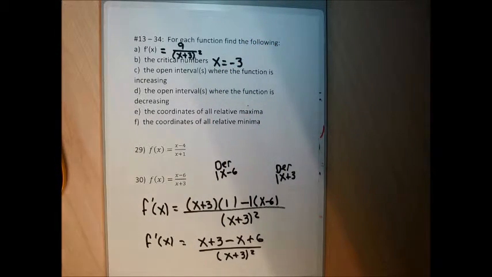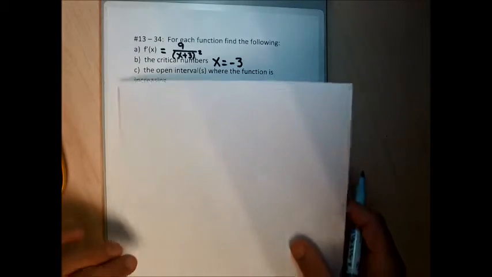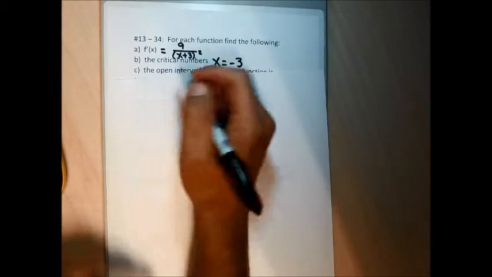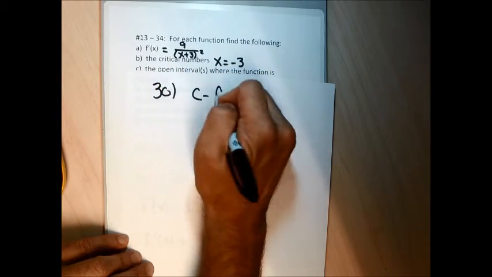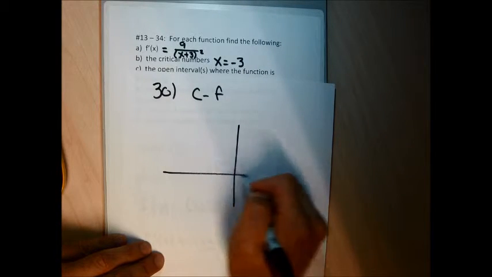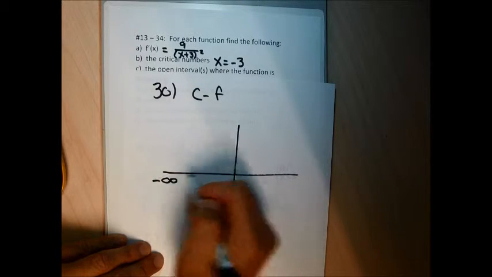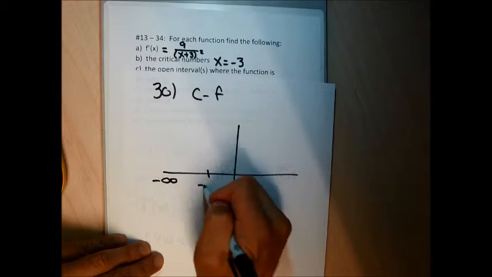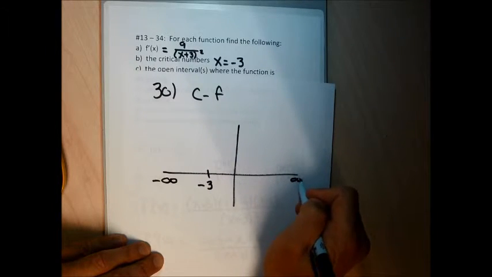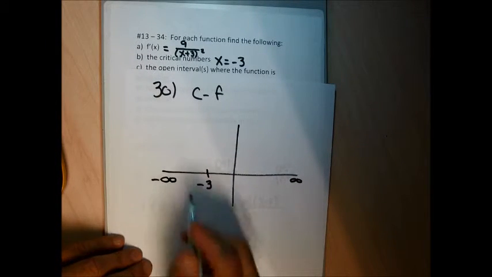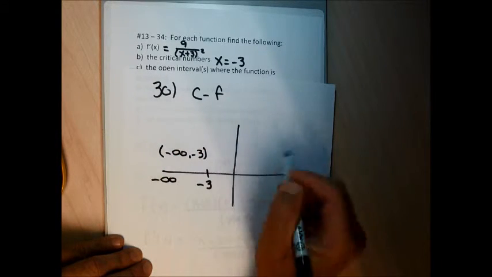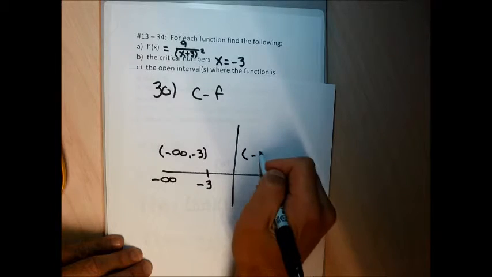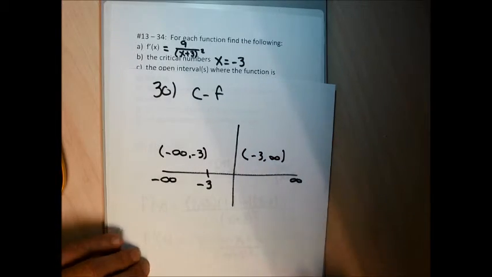And now I'm going to do the rest of C, D, E, and F using my calculator and then by hand. So for C through F, for number 30, I'm going to graph this. I'm going to focus on negative infinity, negative 3, and positive infinity on the x-axis. This creates the interval from negative infinity to negative 3 and the interval from negative 3 to infinity that I have to concern myself with.